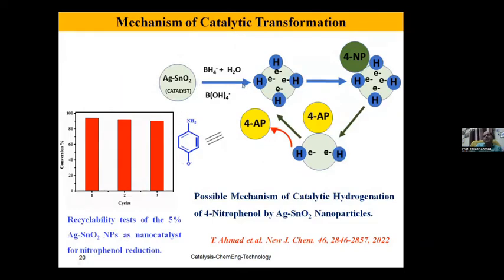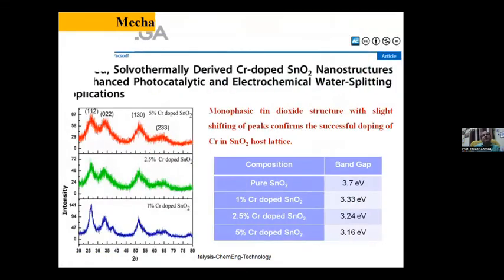And this is the detailed mechanism which shows that the silver doped SnO2 nanoparticles act as catalyst with the sodium borohydride as reducing agent. Then these electrons which are produced by the catalyst, as well as the reducing hydrogen, can reduce the 4-nitrophenol to 4-aminophenol via 4-nitrophenolate. So this is the possible mechanism that we have reported in the literature.